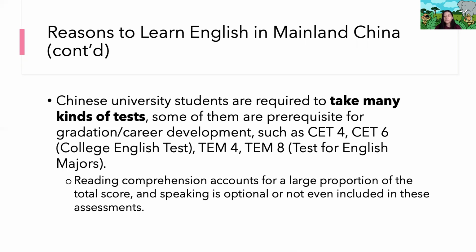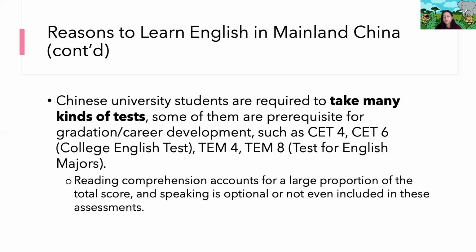And Chinese university students specifically are required to take different types of English tests, including CET4 and CET6. CET is short for College English Test, as well as TEM4 and TEM8. TEM refers to Test for English Majors. So CET4 and CET6 are high-stakes English assessments for non-English major students. And TEM4 and TEM8 are specifically for English major students in China.